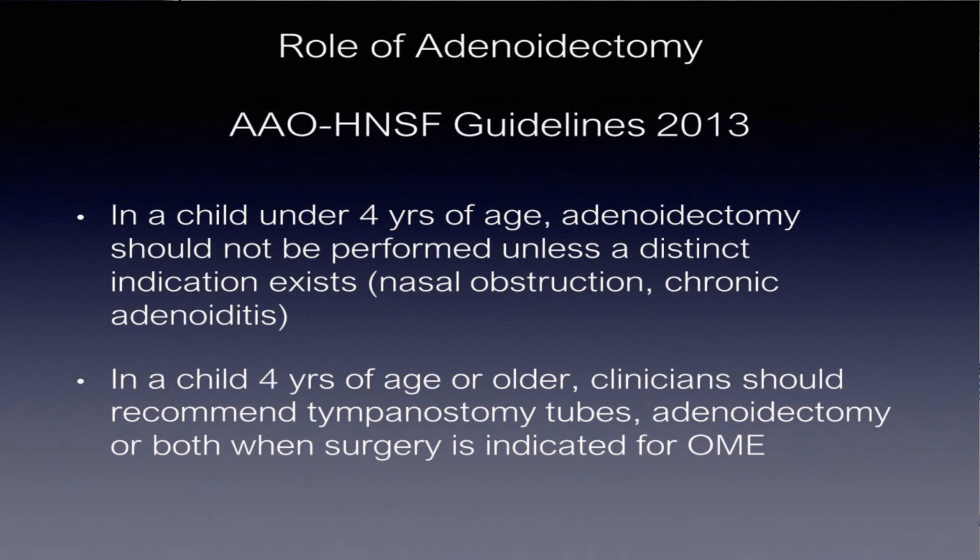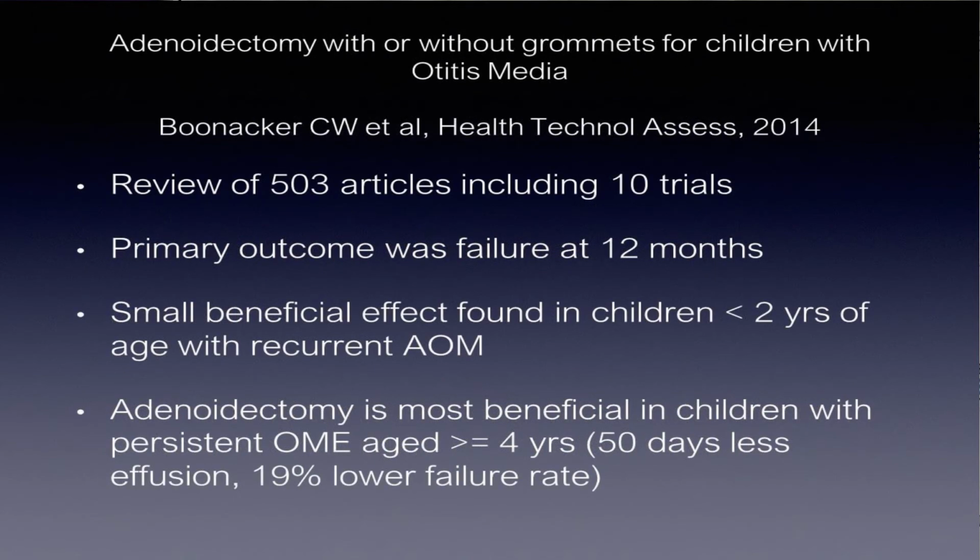And what's the evidence for this? Well, Bunacker looked at adenoidectomy with or without grommets for children with otitis media. And he did a review of 503 articles, including 10 trials. The primary outcome was failure at 12 months. They found a small beneficial effect in children less than 2 years of age with recurrent acute otitis media. And they found that adenoidectomy was most beneficial in children with otitis media with effusion greater than 4 years of age. They found they had 50 days less effusion and a 90% lower failure rate.